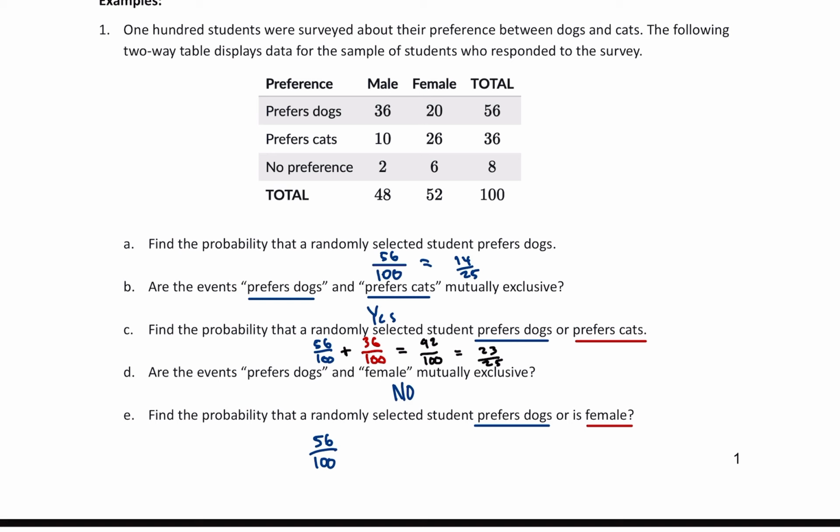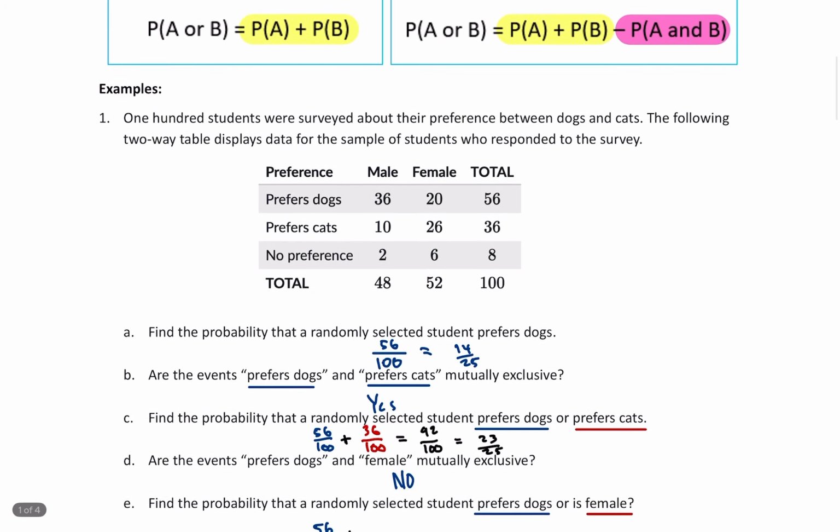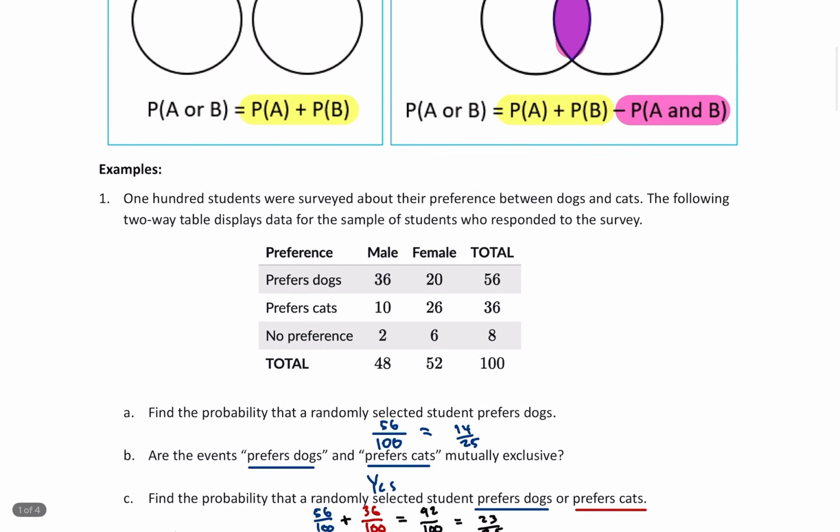Okay, and if we look at our formula, I still add them together. So I start the exact same way. I'm going to add that to my probability of being a female. What is the probability of being a female? I look at female. Well, I've got 52 total females out of 100. 52 over 100.